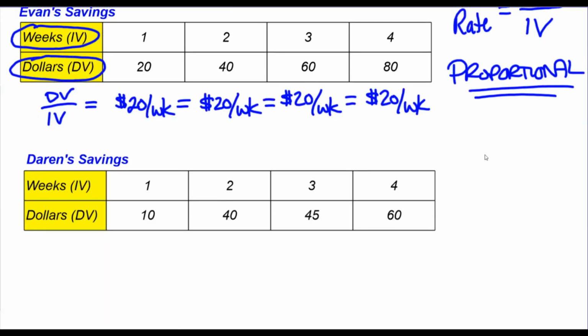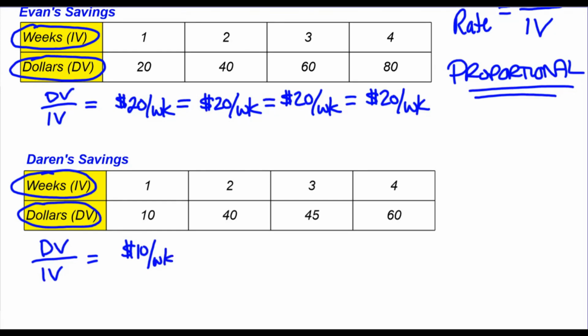Let's look at Darren's savings. Again, dollars is our dependent variable, and weeks is still the independent variable. So if I find my unit rates, I'm going to take the dependent variable divided by the independent variable. This $10 in 1 week, that's $10 per week. $40 in 2 weeks is $20 per week. $45 in 3 weeks is $15 per week.